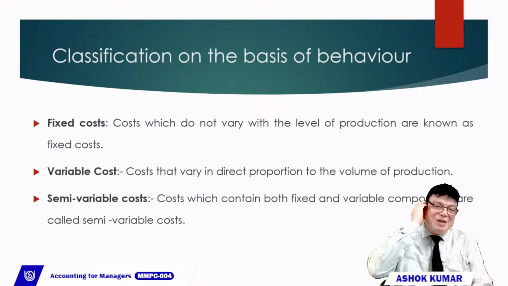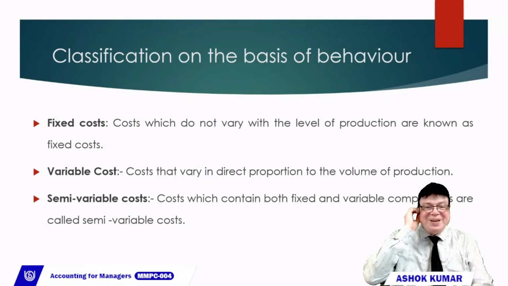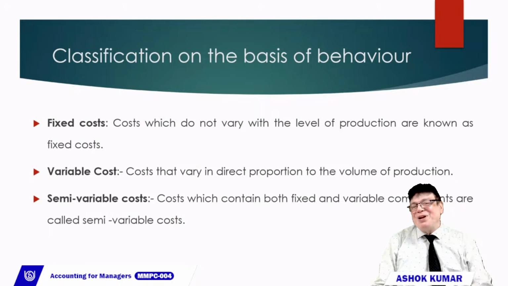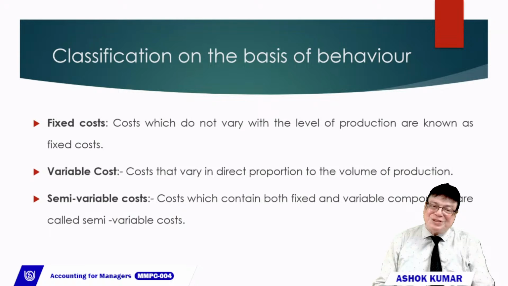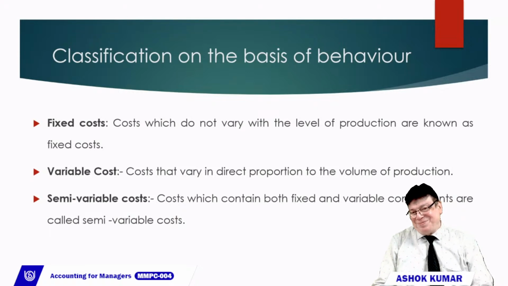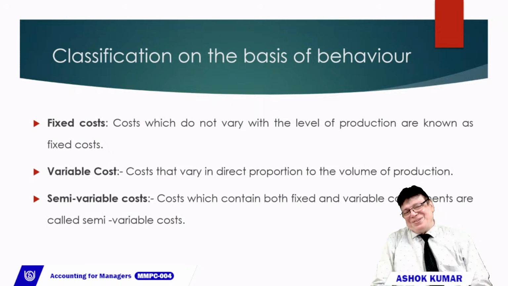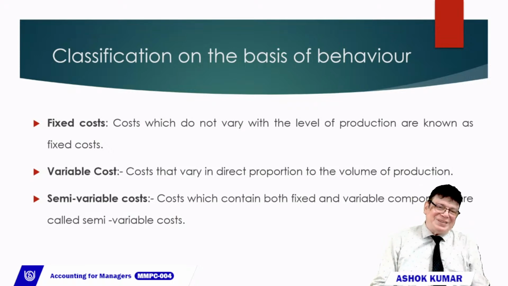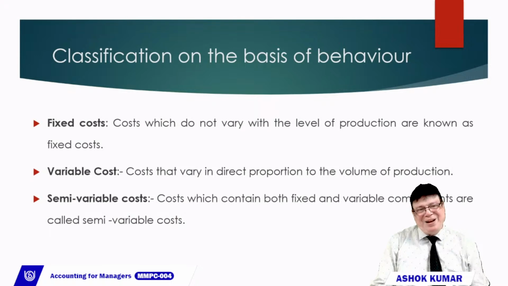Next is variable cost. Variable costs are costs that vary in direct proportion to the volume of production. If you increase the volume of production, your variable cost will increase. If you reduce the volume of production, your variable cost will reduce. Now semi-variable costs: costs which contain both fixed and variable components are called semi-variable costs.